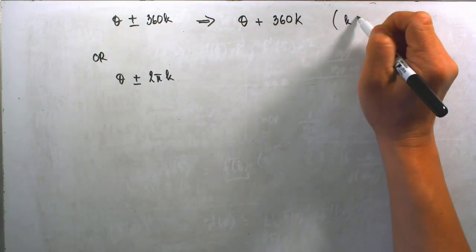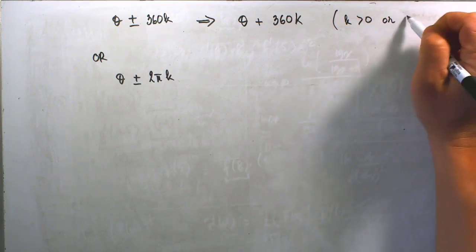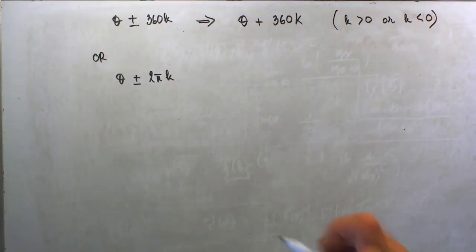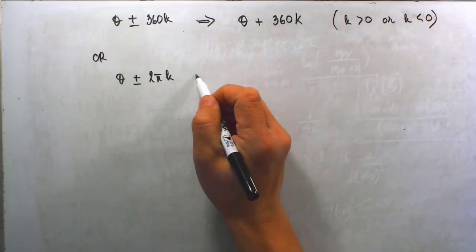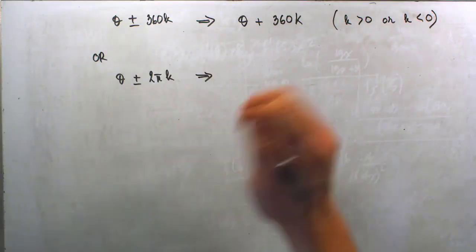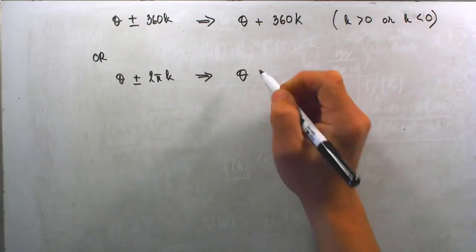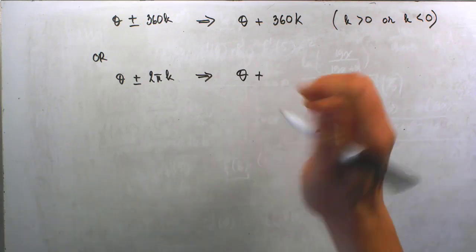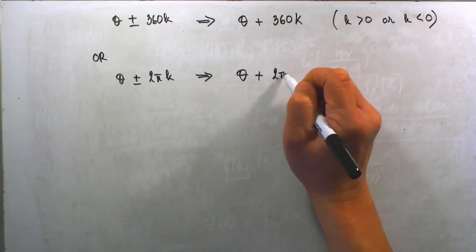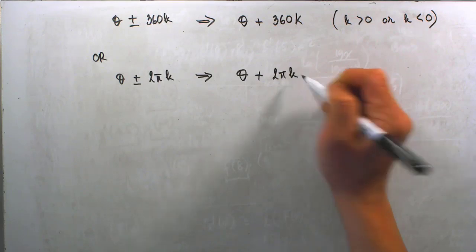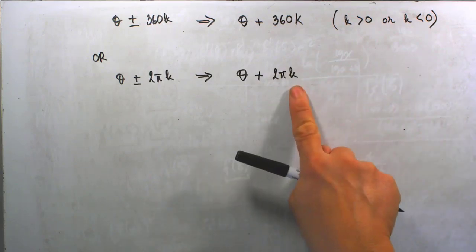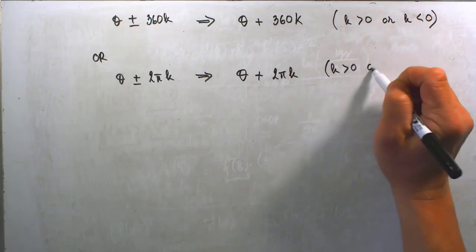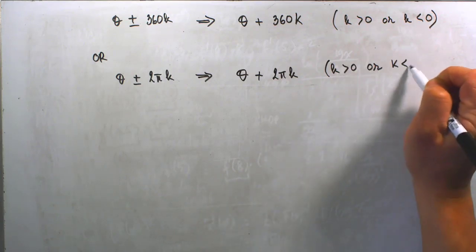So k could be positive or k could be negative. Then similarly, this formula here in radians, the way we write that usually reduces down to theta plus some k multiple of 2 pi, where k is once again understood to be either a positive multiple or a negative multiple.